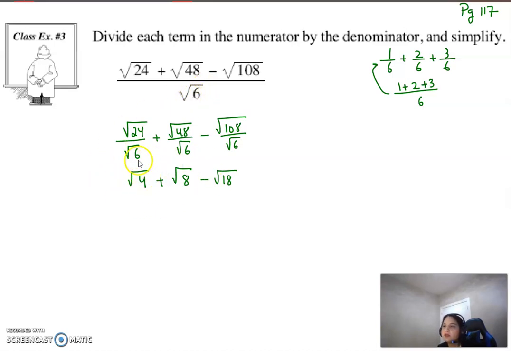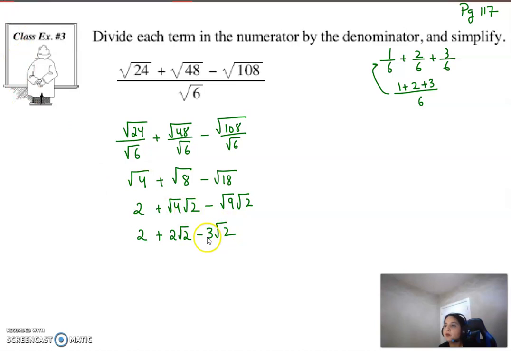So let's just finish this question. After it divides out completely, we're going to try to simplify each of them as much as we can. Root 4 is just a 2. Root 8 can be written as root 4 root 2. Root 18 can be written as root 9 root 2. So we have 2 plus 2 root 2 minus 3 root 2.